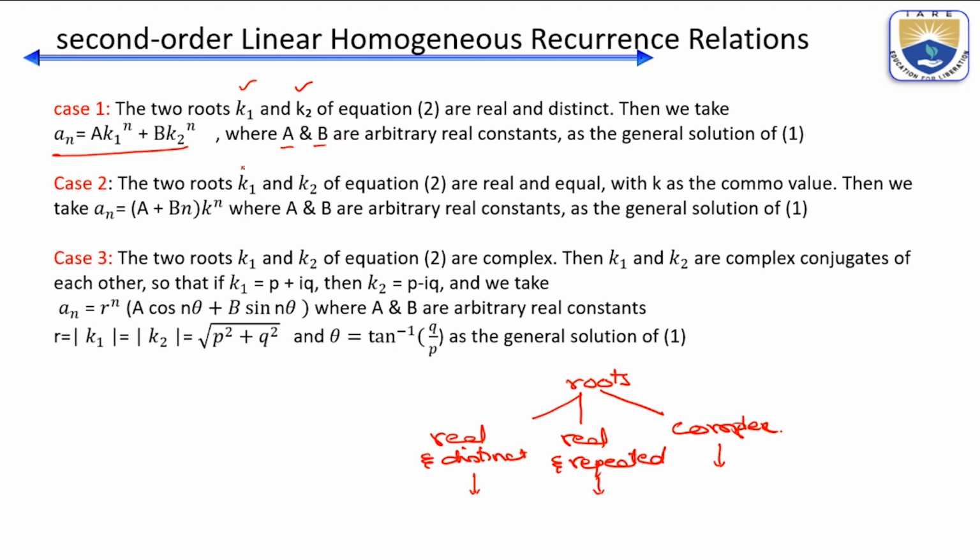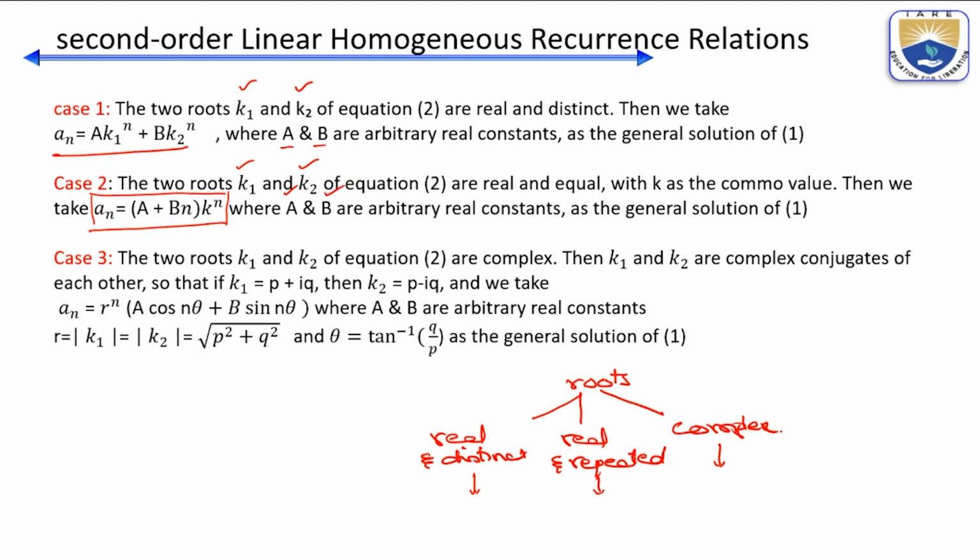Suppose k1 and k2 are real roots, and the real roots are repeated, then the solution is a_n = (A + Bn) k^n, where A and B are arbitrary constants.